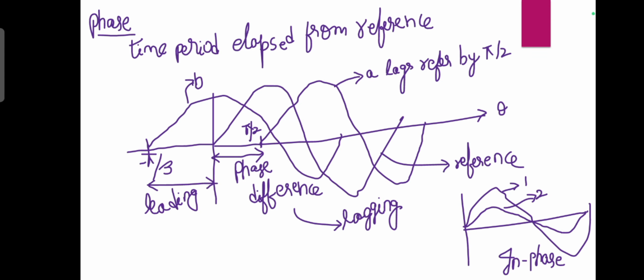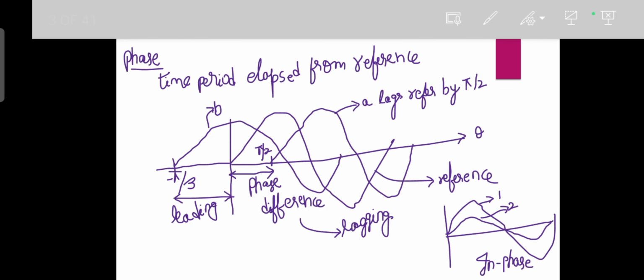Phase. What is meant by phase? Phase is time period elapsed from the reference. Here, for example, let us consider this waveform as the reference. Since it is starting from the origin, I am considering this as a reference.